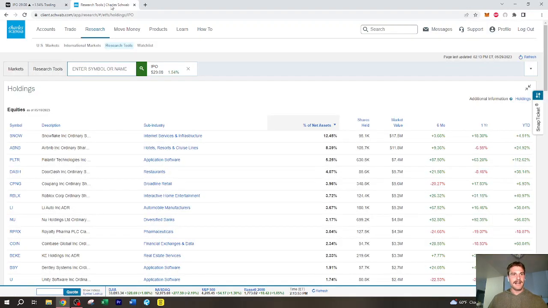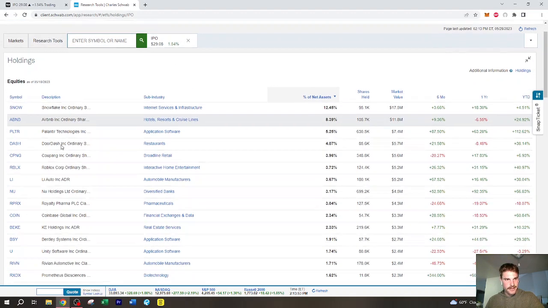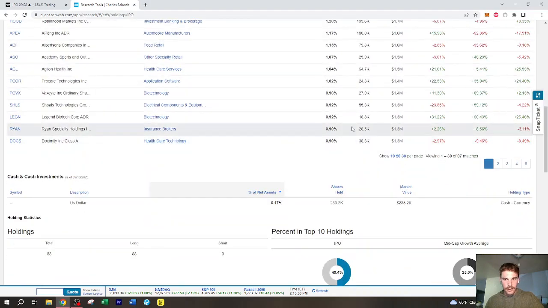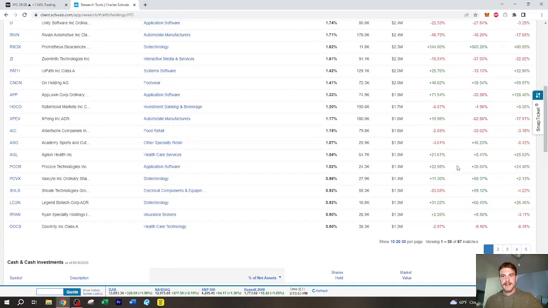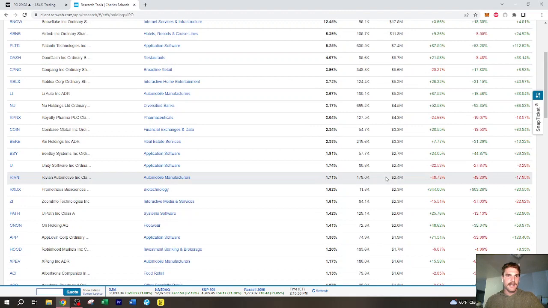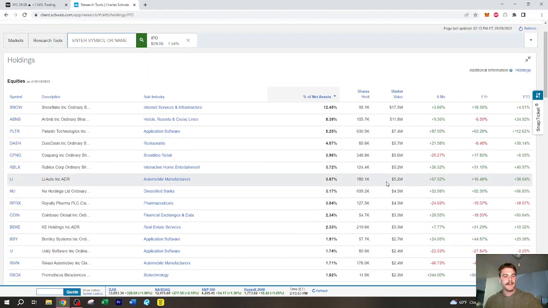So, what's my criteria for getting the IPO stocks that I trade? That's just me going to the IPO ETF and looking at the holdings. I'll go through here, import all of these 87 stocks into a watch list, and then sort them based on my discretionary criteria. How I do that is a little bit more subjective, and we'll get into that in a little bit.